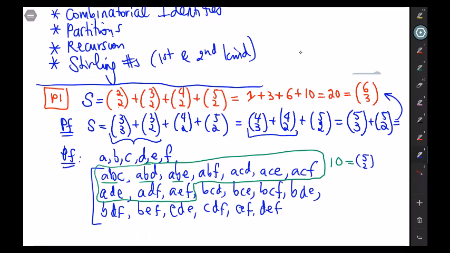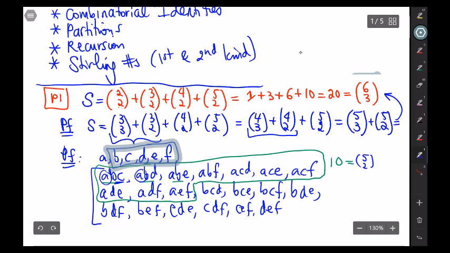Why 5 choose 2? Because we already know that one of them is an A. We need to choose 2 more letters next to it. And because we have only 5 left once we use the A, there are 5 other letters left. So obviously 5 choose 2. Next, we can go to the other one, right?